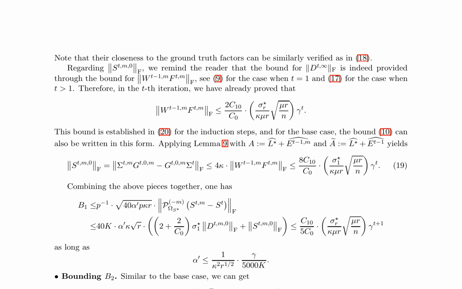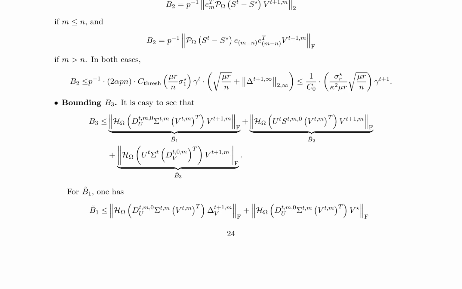To bound B_1, the authors use a technique inspired by reference 9, where they consider an equivalent model that generates omega_s. They show that the term involving P^m, omega_s, and v_{t+1,m} in the Frobenius norm can be bounded using lemma 13. They also derive a bound for u_{t+1,m} g_{t+1,m}^T sigma_{t+1,m}^{1/2} u^T sigma^{1/2} in the 2-infinity norm.